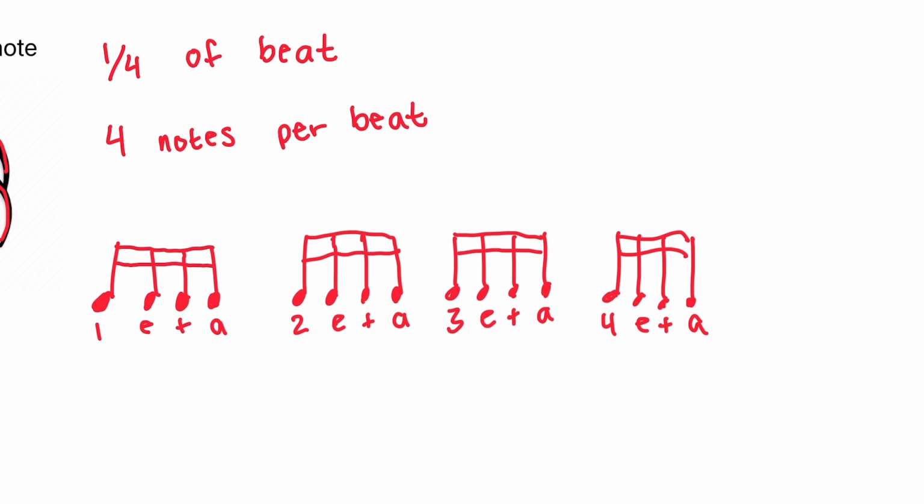1 E and A, 2 E and A, 3 E and A, 4 E and A. Ooh, and all on one note sounds like this. 1 E and A, 2 E and A, 3 E and A, 4 E and A. Those go pretty fast. 4 per beat.